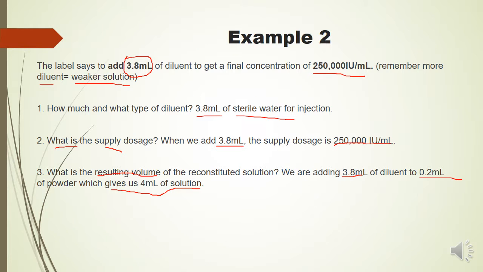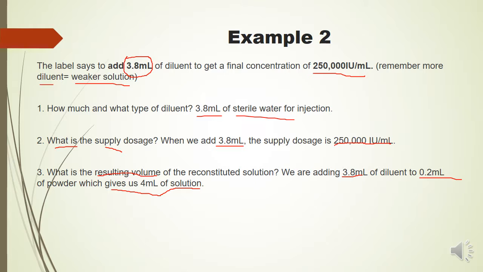So let's talk about a separate example. Example 2. The label says to add 3.8 mils of diluent to get a final concentration of 250,000 international units per mil. Okay, so again, more diluent, weaker solution. So we're adding much more diluent this time, an extra 2 mils. So how much and of what type of diluent are we going to use?